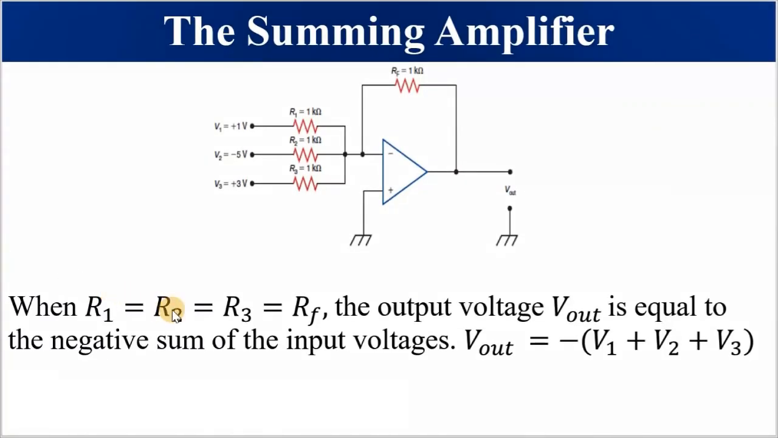When R1 is equal to R2 is equal to R3, and this is called the feedback resistor, output voltage V out is equal to the negative sum of the input voltages as shown.